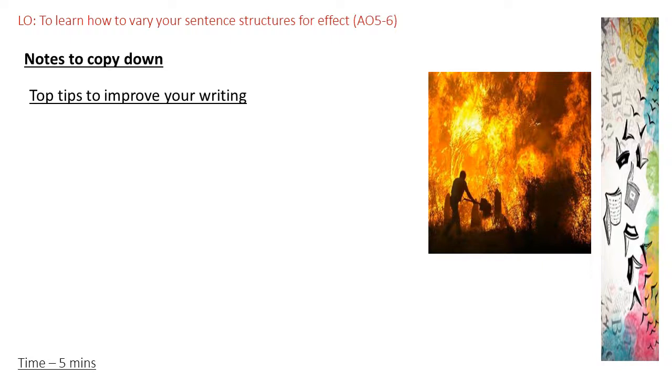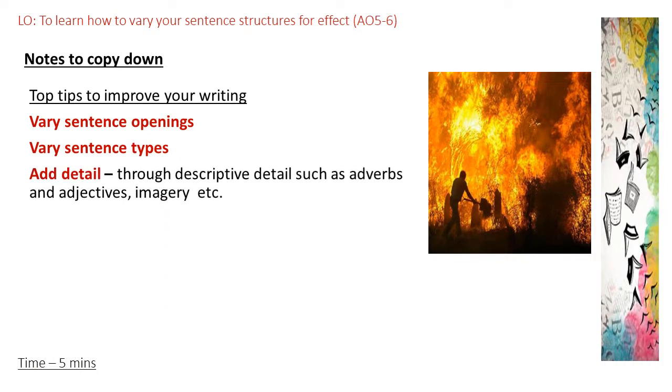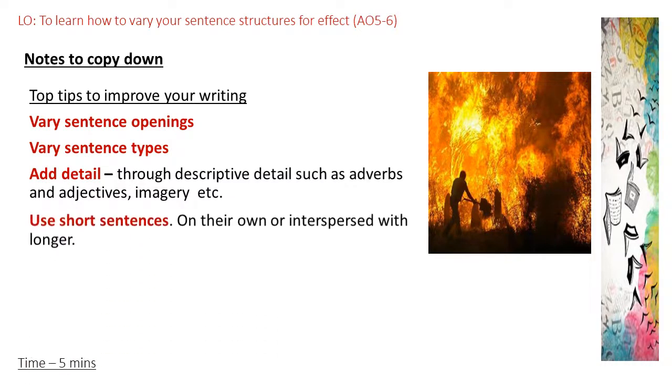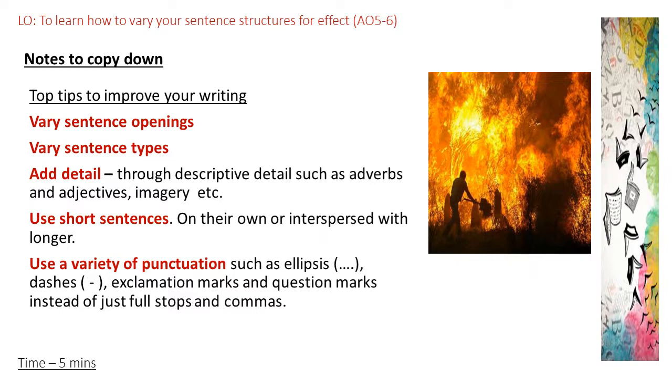So I've got some notes for you to copy down. Top tips to improve your writing. Vary sentence openings. Vary sentence types. Add detail through descriptive details such as adverbs and adjectives and imagery. Use short sentences, on their own or interspersed with longer ones. Use a variety of punctuation, such as ellipses, dashes, exclamation marks, and question marks. Don't just use full stops and commas. They get very boring very quickly. So please could you write that down?